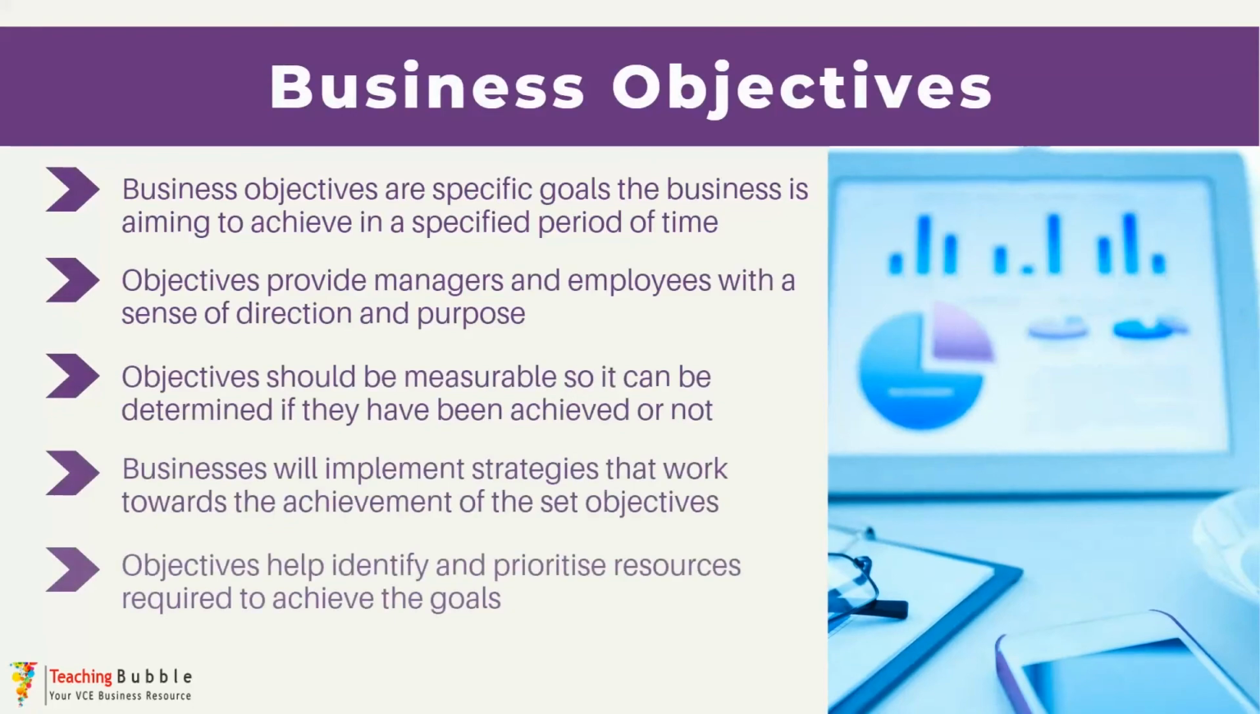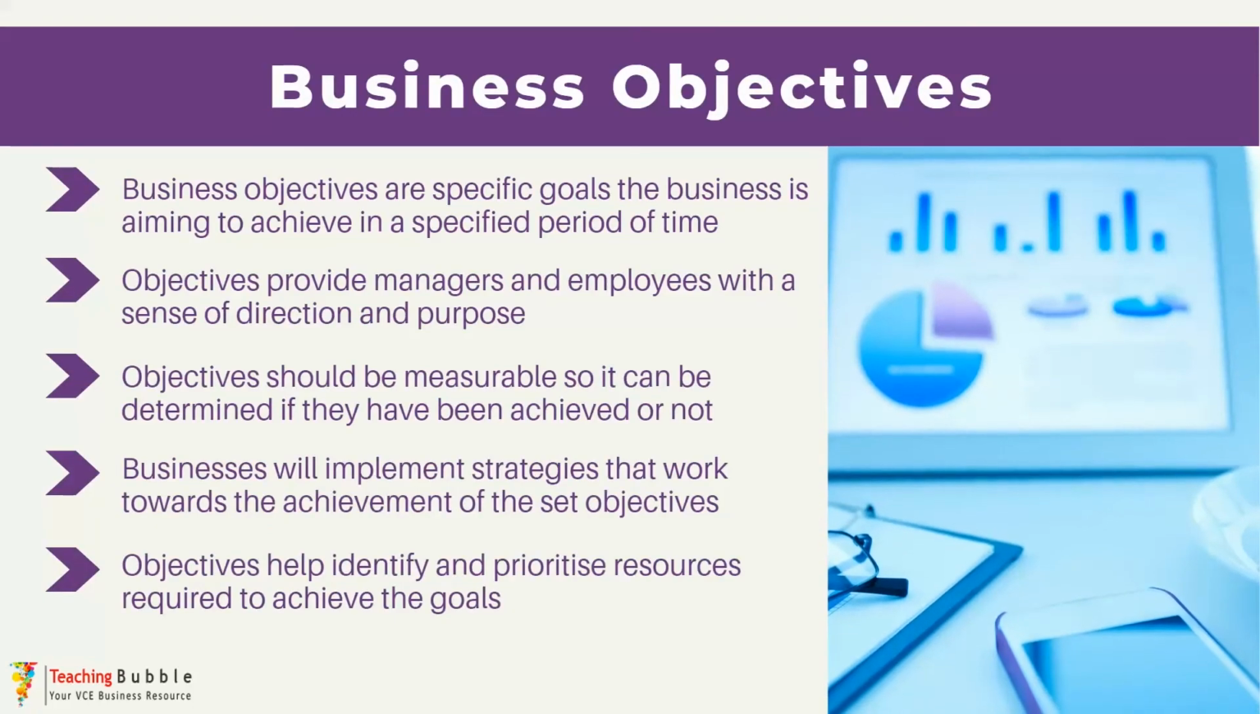When we talk business objectives, we're talking about a specific goal that the business is aiming to achieve within a specified period of time. What that does is it helps provide all those within the business with a real sense of direction and purpose, and it helps align the efforts of the employees to work towards a common goal. Now, it's important that objectives are measurable so that the managers can determine whether an objective has been achieved or not.